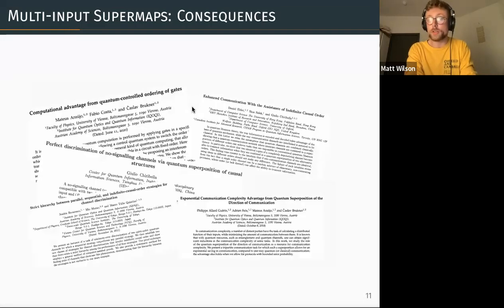So here's a chaotic scattering of some papers. There's a much wider class of papers on these kinds of ideas, seeing what you could compute better, or how much more efficiently you could process information if you could make use of these kinds of quantum causal structures.